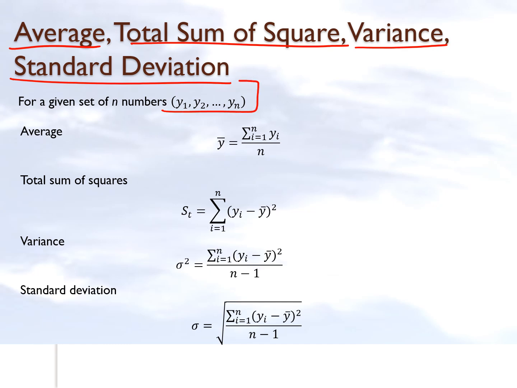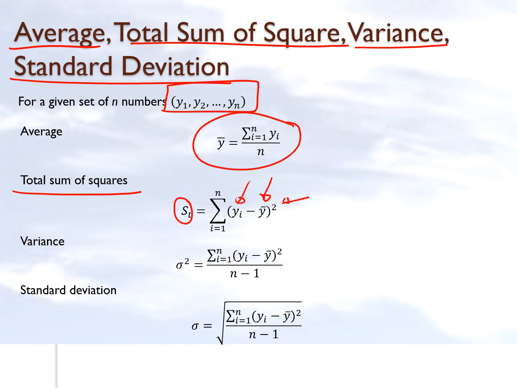So let's suppose you're given n data points, y1 all the way up through yn. Then the average is defined by this, which is simply adding all the y values and dividing by n, which is the number of points which are given to you. Then we have the total sum of squares, and that's why it's ST, S standing for sum, and T standing for total, which is simply the difference between the observed values of y and the average value of y. So you square each quantity and then you add them up.